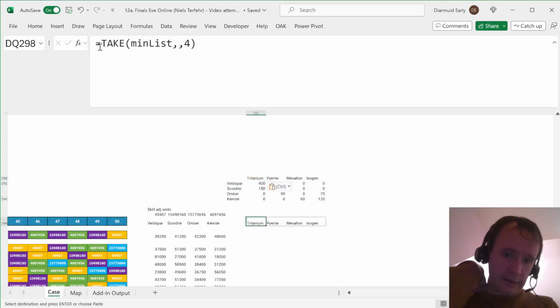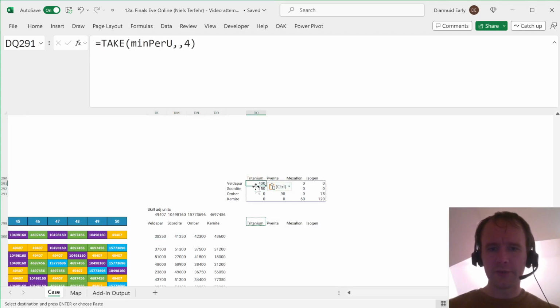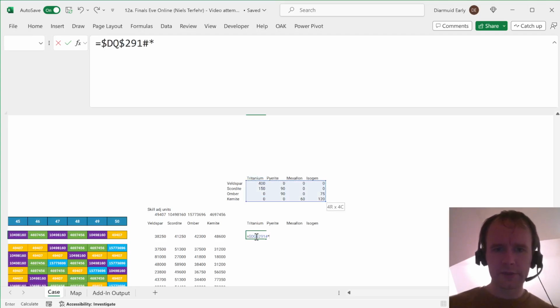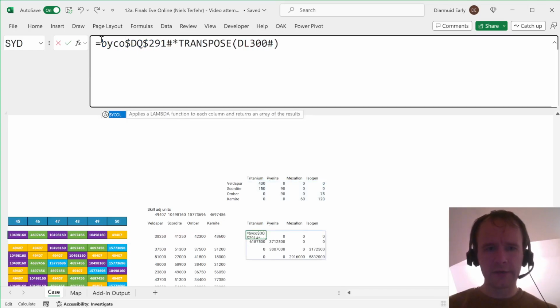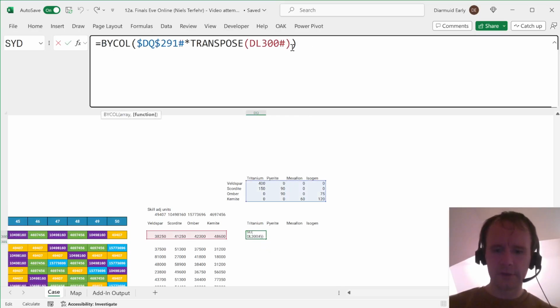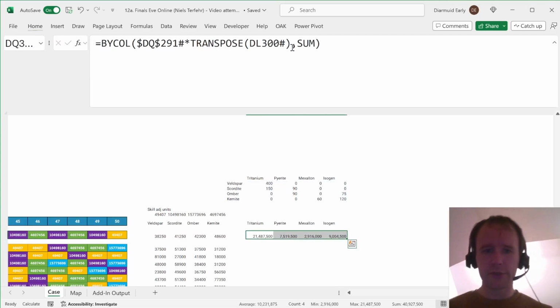Okay, so then again, same trick as before. If I take this, transpose it, multiply it by each one of these, that will tell me how many units of titanium, pyrite, mexilon, and isogen I get from each type of asteroid. So that's just going to look like this. This lock times transpose of this. And then I just sum that up by column to get the totals for each mineral. Sorry, got to put in a function. So sum by column. So that tells me the total number of units of each mineral.